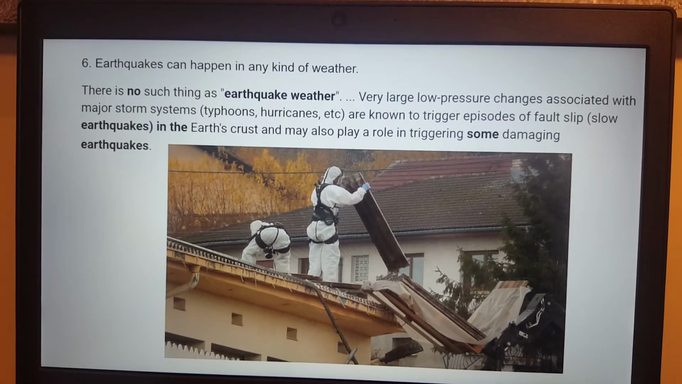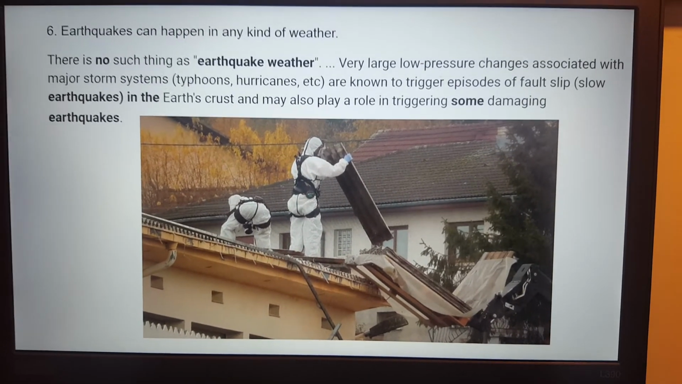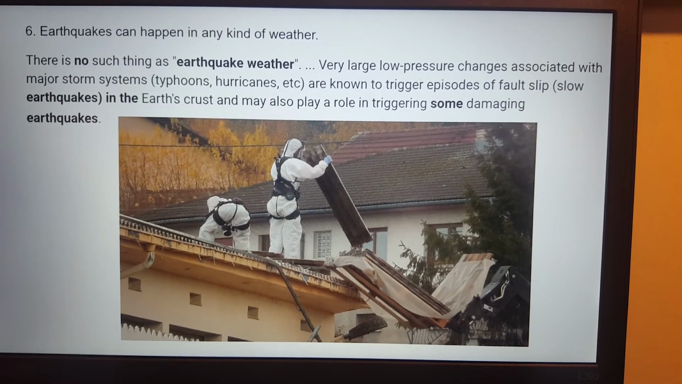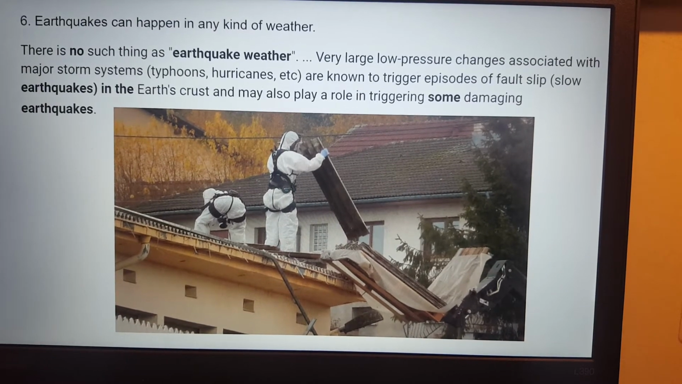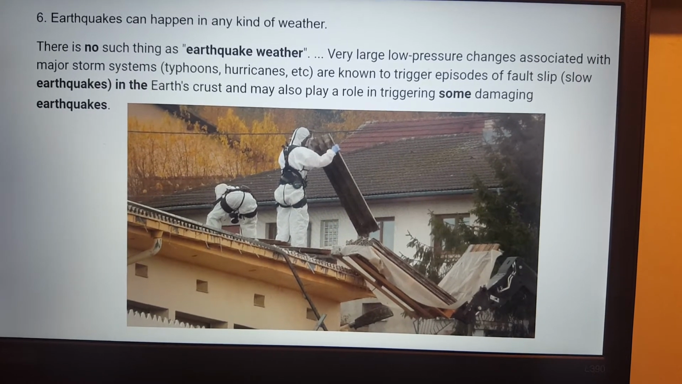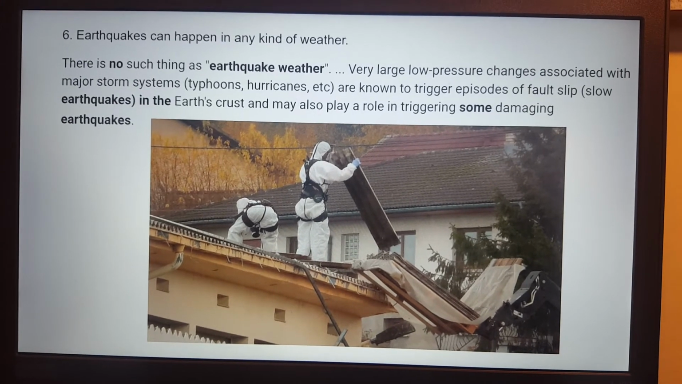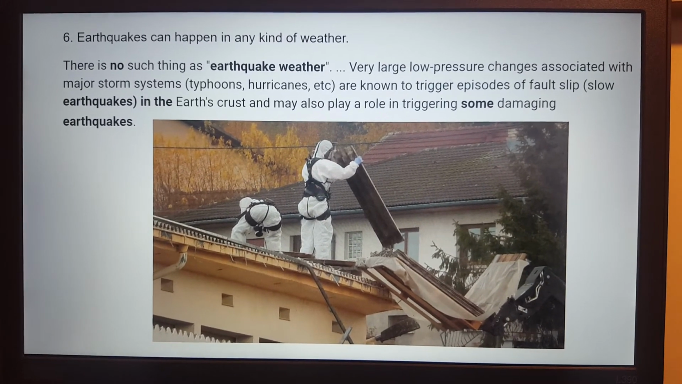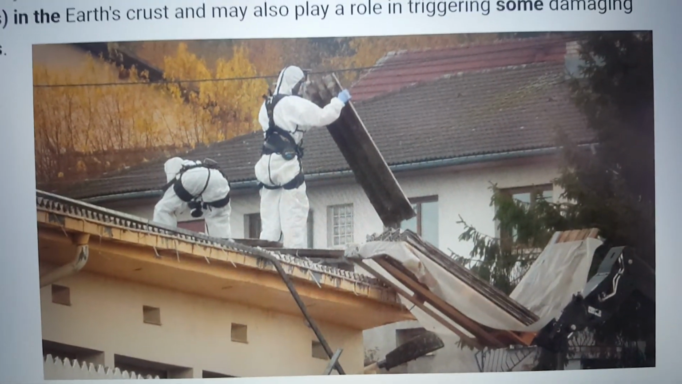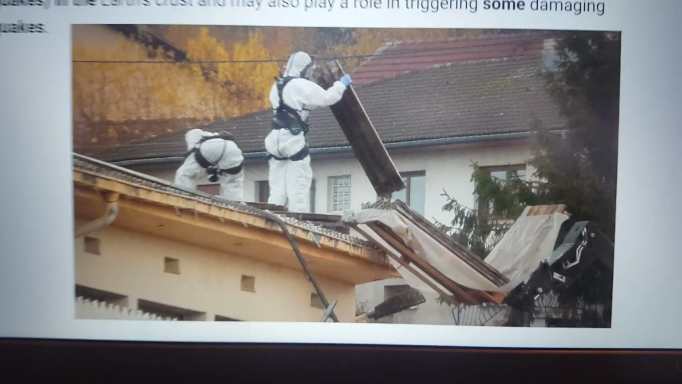Number 6. Earthquakes can happen in any weather. There is no such thing as earthquake weather. Very large, low-pressure changes associated with major storm systems like typhoons, hurricanes, etc. are known to trigger episodes of fault slip in the Earth's crust and may also play a role in triggering some damaging earthquakes. Here you can see them in these suits to keep them dry, cleaning up after an earthquake.